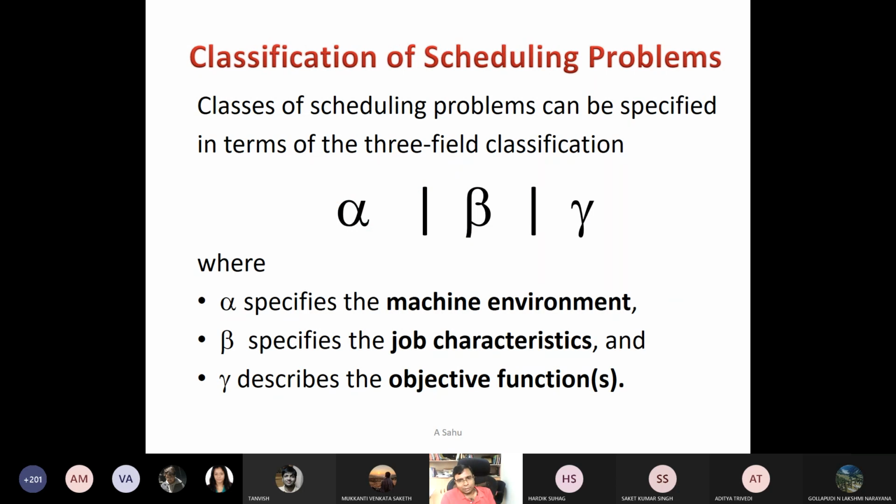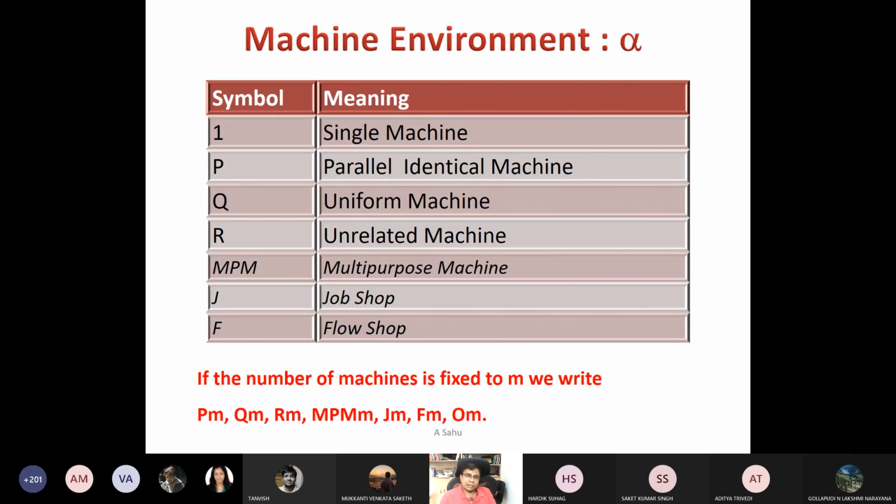So when we come to the example, then we'll see. Okay, so this is the machine environment. What are the symbol meanings? One means single machine. P means parallel identical machines, which we have already defined. What is a uniform machine we are also defining. So these uniform machines have different speeds, and R is unrelated machines.